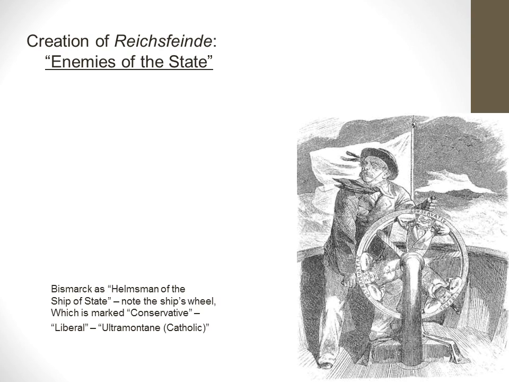During Bismarck's time at the helm, and this artistic depiction, a political cartoon, depicts Bismarck as the helmsman, and on the wheel of the ship you can see conservative, you can see ultramontane, and you can see liberal. And those refer to the dominant forces within Germany that Bismarck tries to effectively build his support behind by creating various compromises across the board. Now, through his time, he will effectively use enemies of the state as a way to create unification.